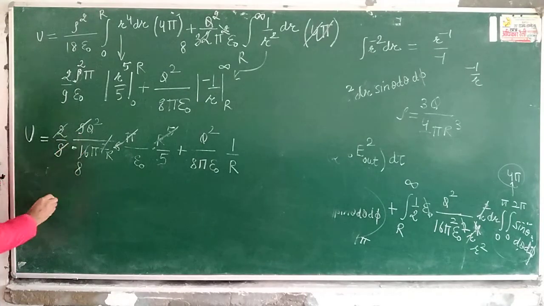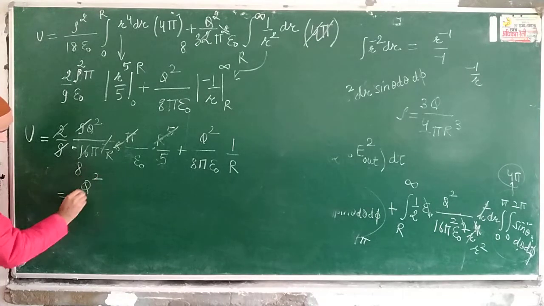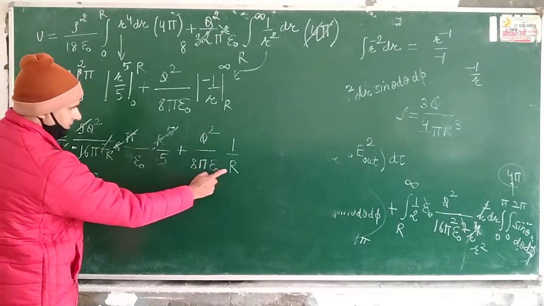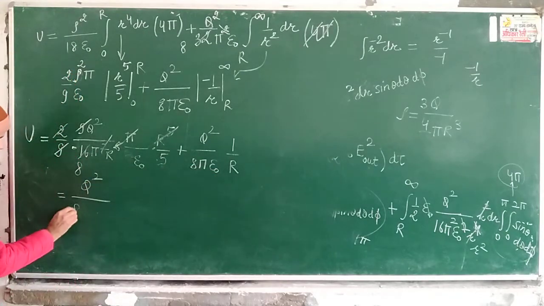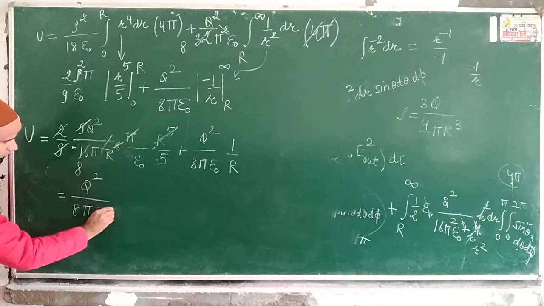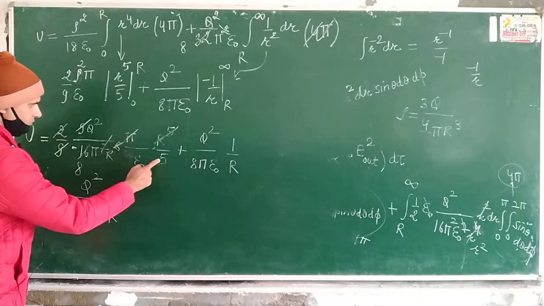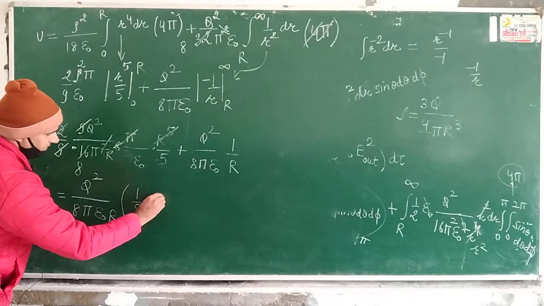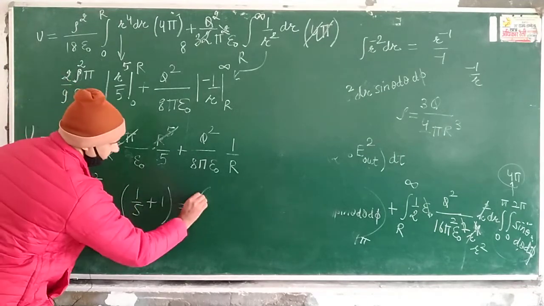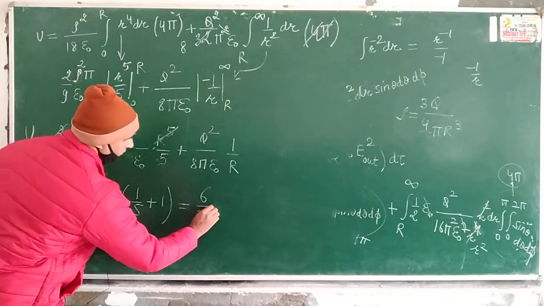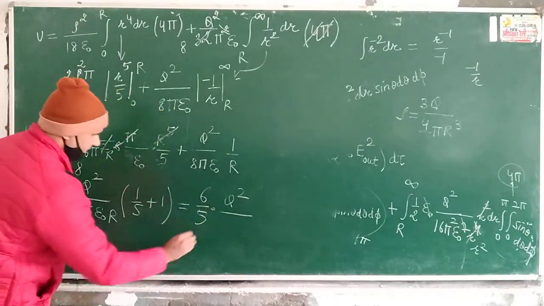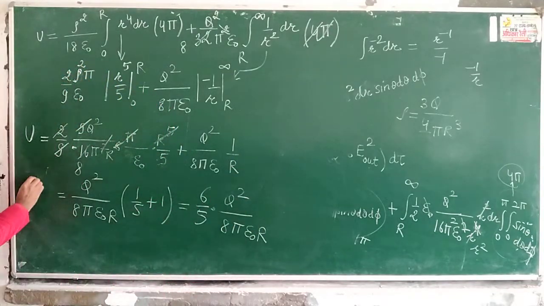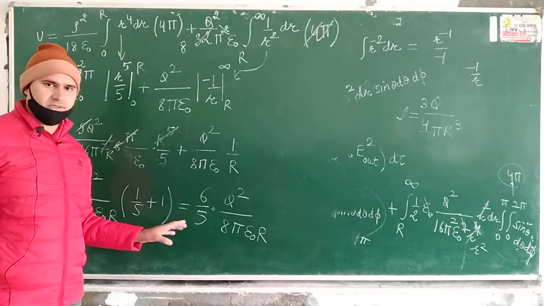So here you will take the common factors, that is q square, and from here you have 8 pi r and epsilon node. So we will get 8 pi epsilon node into r, and then you are left with 1 by 5 here and 1 here. So you will add it, 1 by 5 plus 1, and then you will get 6 by 5 times q square by 8 pi epsilon node into r. So this is the self energy of a uniformly charged sphere.